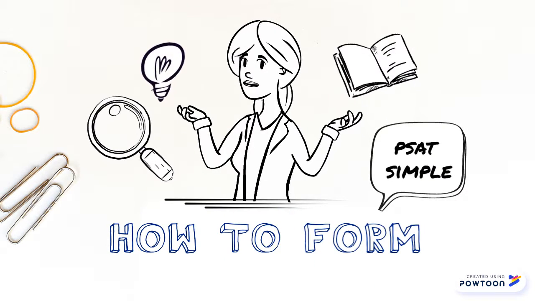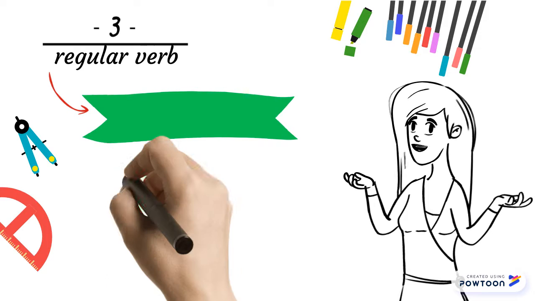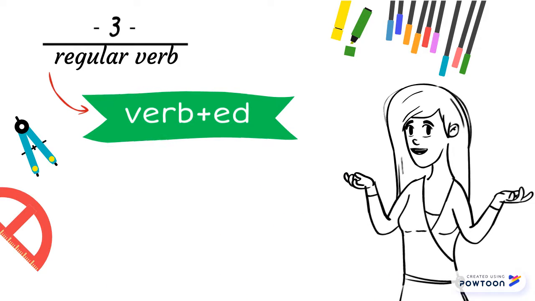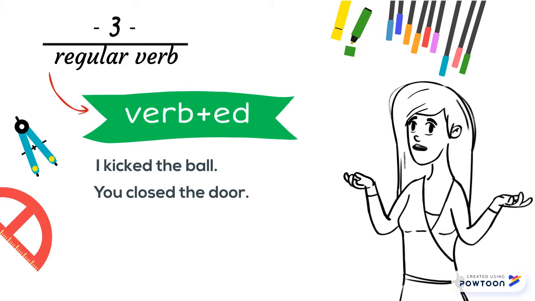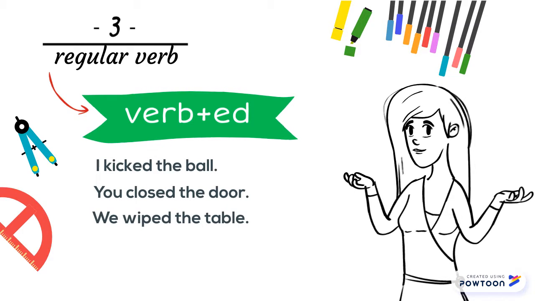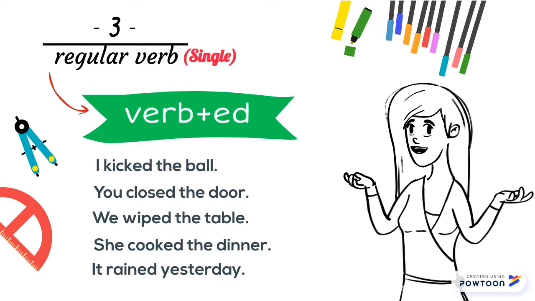How to form a past simple? For the regular verbs, we simply use the infinitive form of the verb and we add ed. I kicked the ball. You closed the door. He wiped the table. She cooked dinner. And it rained yesterday for the singular forms.